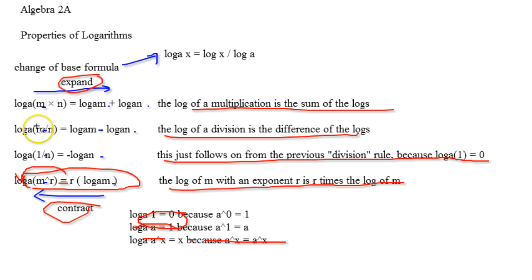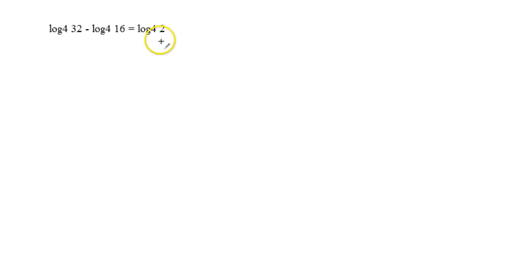Now, log base 4 of 32 minus log base 4 of, let's say 16, does not turn into log base 4 of 16. This actually turns into log base 4 of 2. Why? Since I'm working with subtraction, I divide the two. So in this case, this is actually going to be 32 divided by 16. Okay, so that's what that actually is.